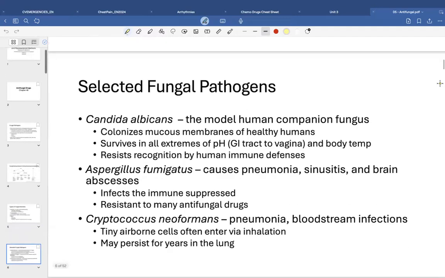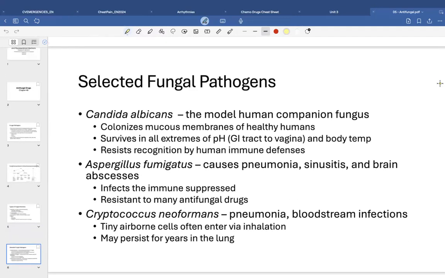Of the pathogens, again, just a couple to highlight. Candida albicans. I like this phrase: it's the mono-human companion fungus. So think of all of us having a friend, a fungal friend, Candida albicans. It colonizes basically all of us in here. What we get concerned about is when it overgrows in the setting of immunocompromise.